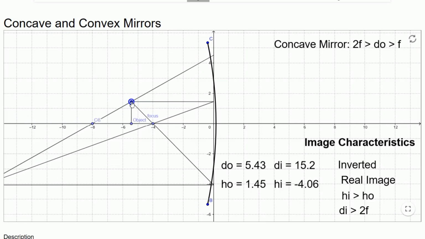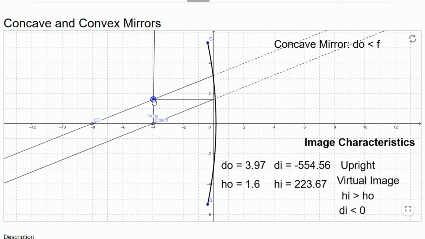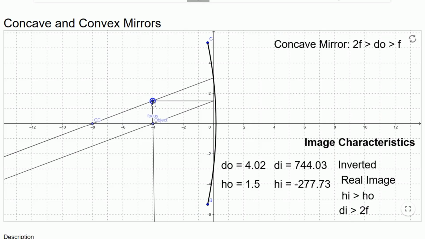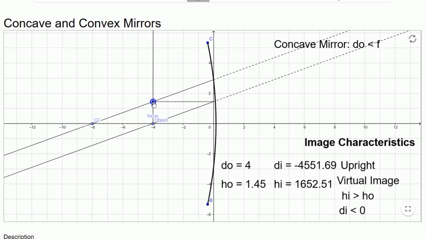And then, if exactly at the focus, or the focal point, as you can see, our ray tracing is parallel here. So meaning, no image formation. It is difficult to place exactly. Can this be edited? Okay, it cannot be edited. So there is no image because the rays are parallel.